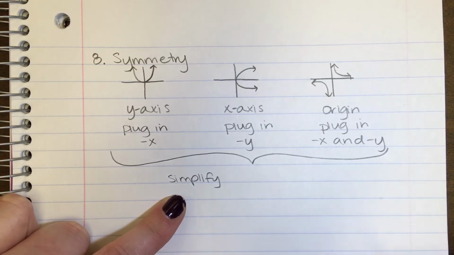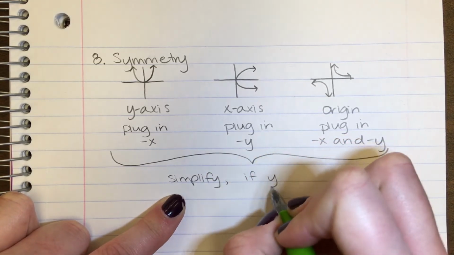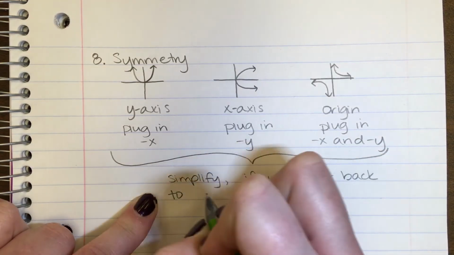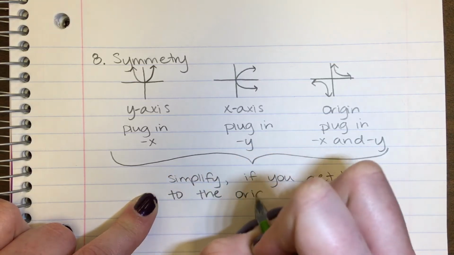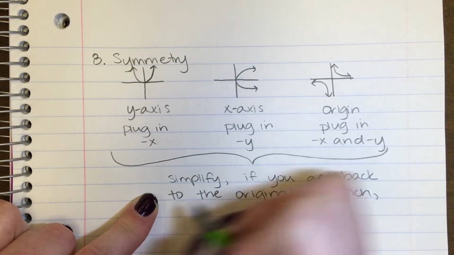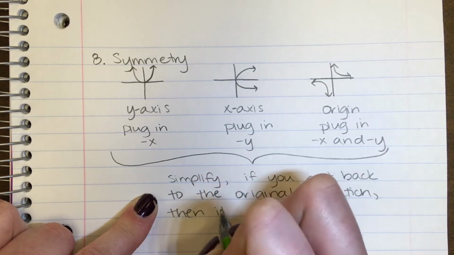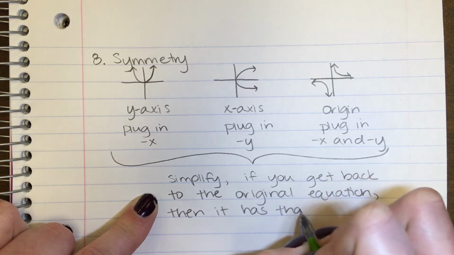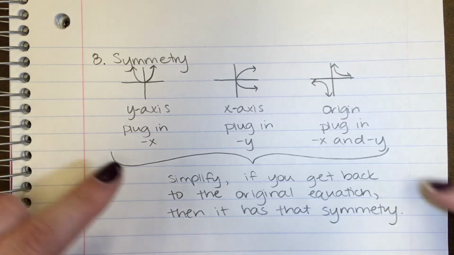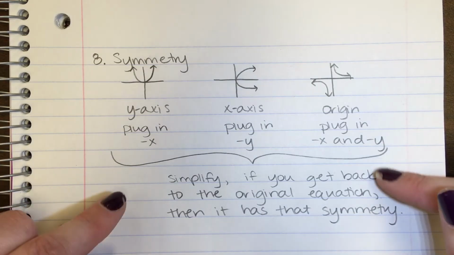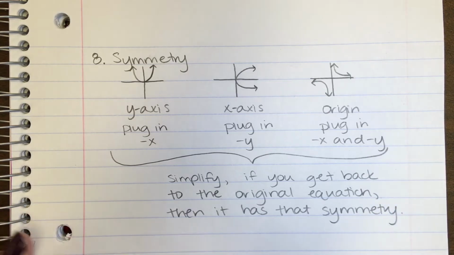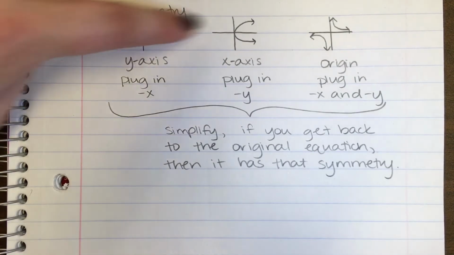And then after you simplify, if you get back to the original equation, then the equation has that symmetry. So you plug in the value that you're supposed to plug in and simplify, and if you get back to the original equation, your graph has that symmetry. So I just want to show you based on these three pictures that we wrote.